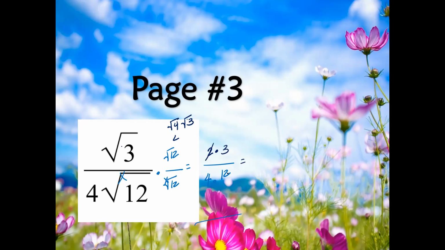So then looking at this, my 2 and 12 becomes a 1 over 6. So my answer here is going to be a 3 out of 24, which I can actually reduce if I divide it by 3 at top and bottom. It's going to be 1 over 6 is my answer.